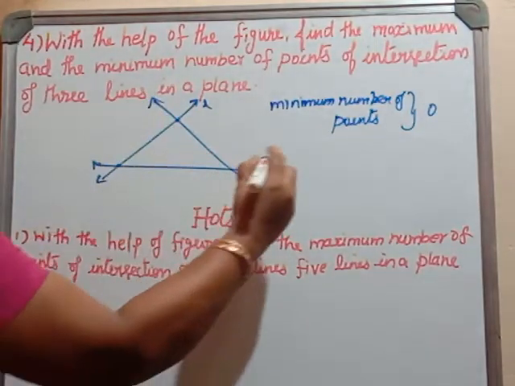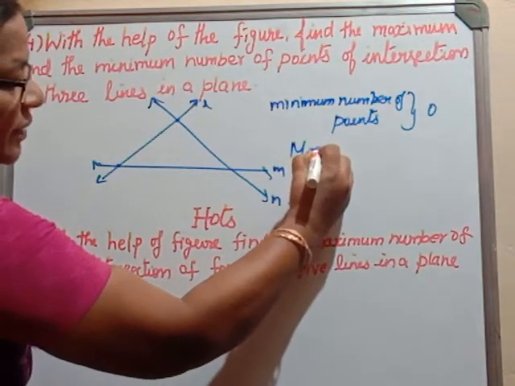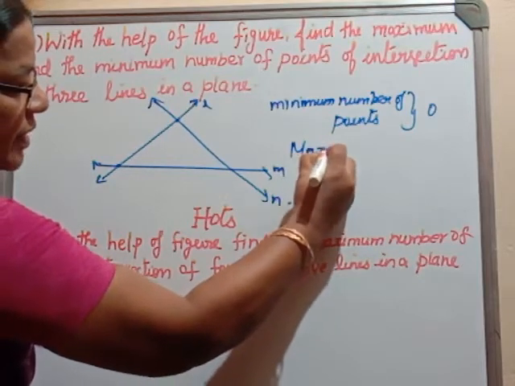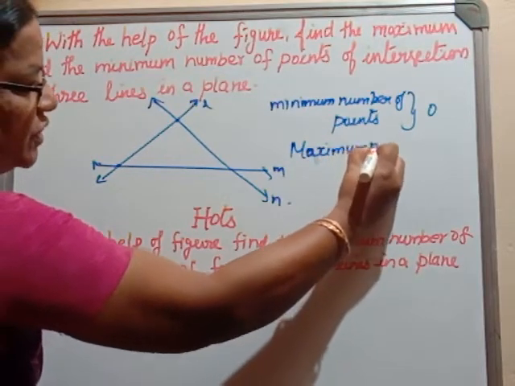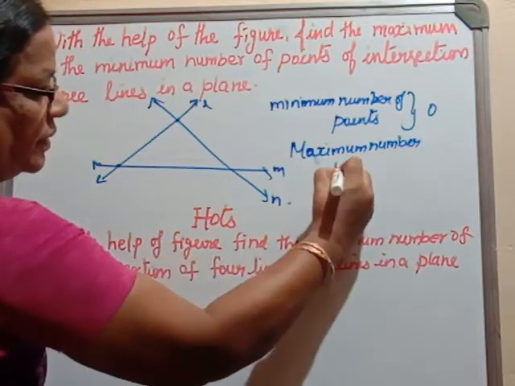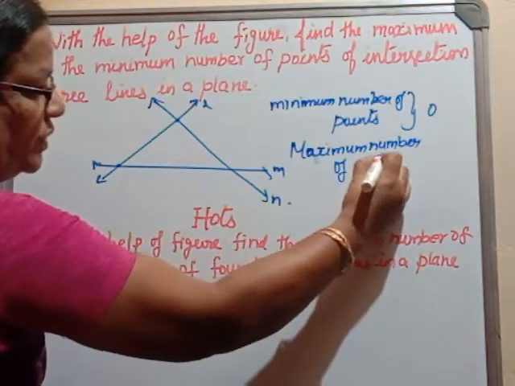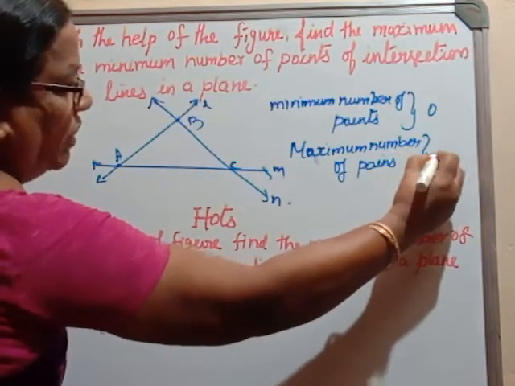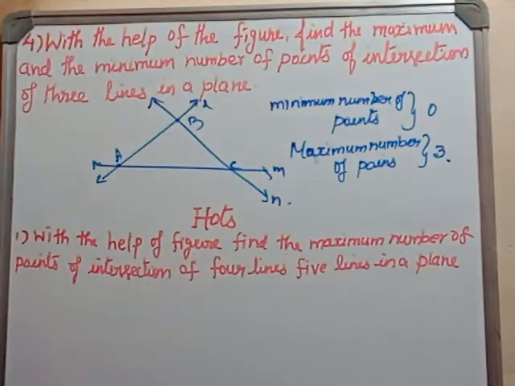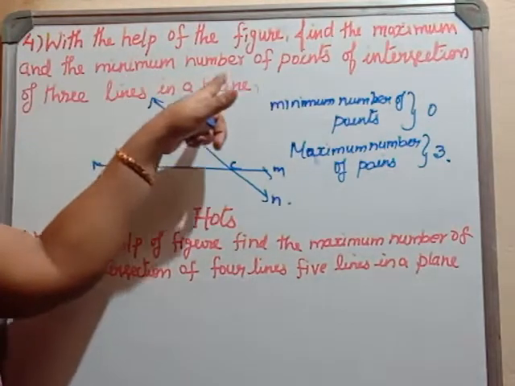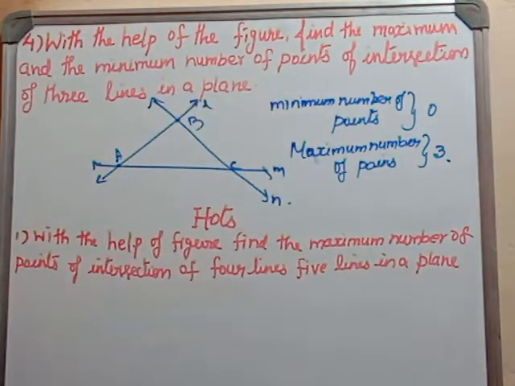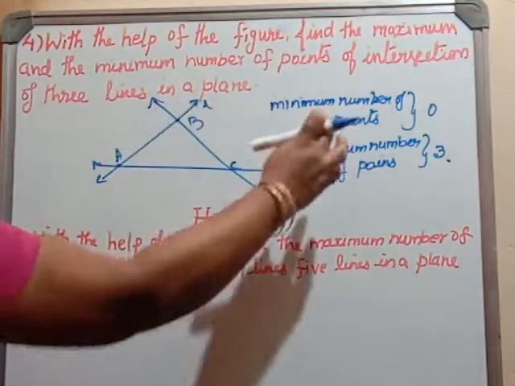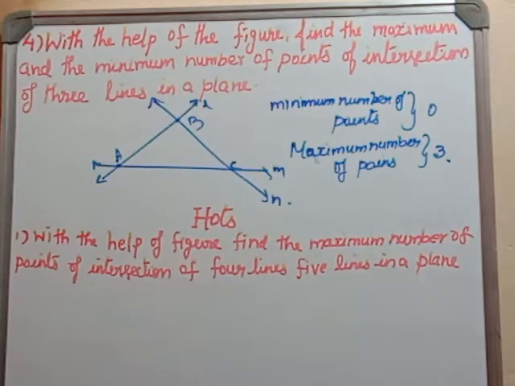Because when they are intersecting, maximum how many are we getting? Maximum number of points is A, B, C. Here how many points are you getting? 3. Minimum we consider as 0. Understand, children? With the help of the figure, find the maximum and minimum number of points of intersection of 3 lines in a plane. That is, minimum number of points is 0. Maximum number is 3.